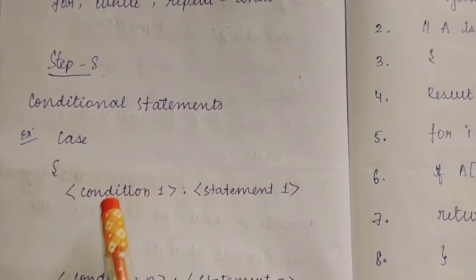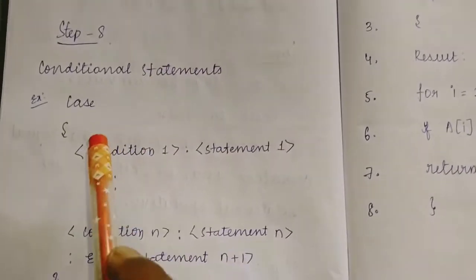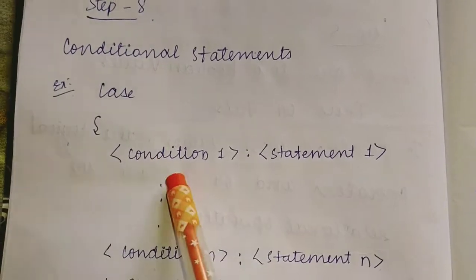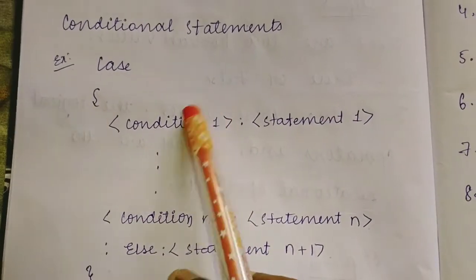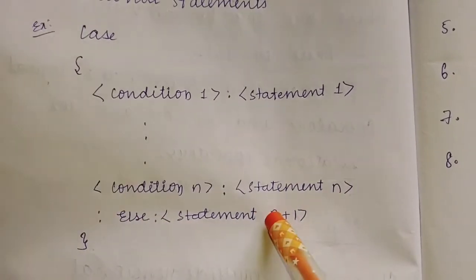Now step 8: we use conditional statements over here. Here we are using looping statements, and here we are using conditional statements. Conditional statements are case, condition, statement: condition 1 to n, any number of them, then statement n, else statement n plus 1. Then we close the brackets.